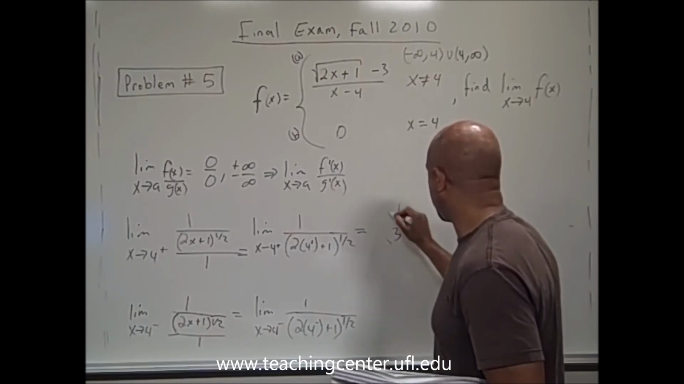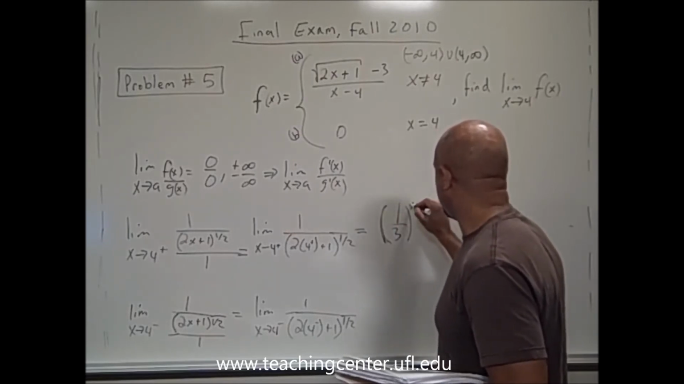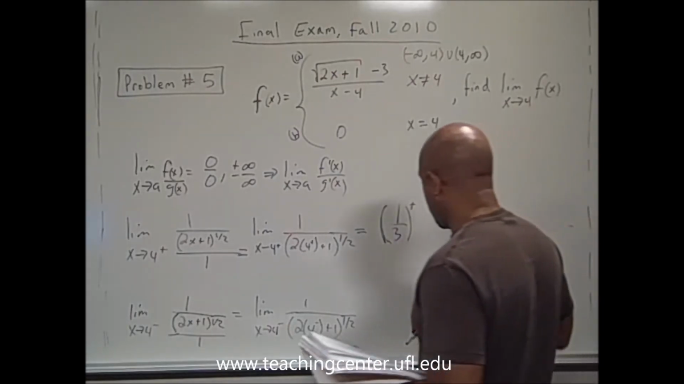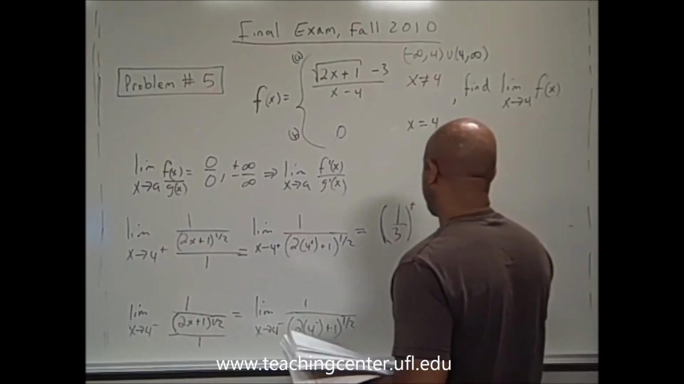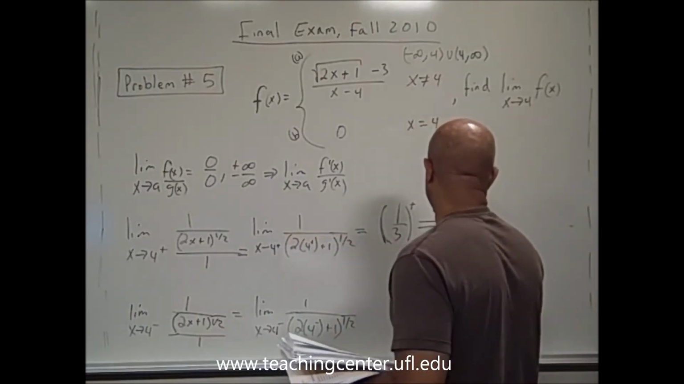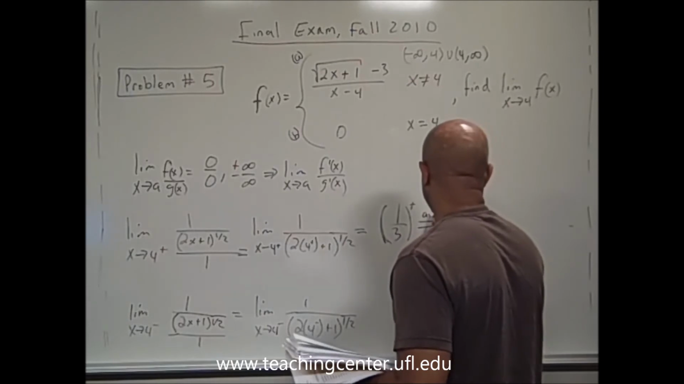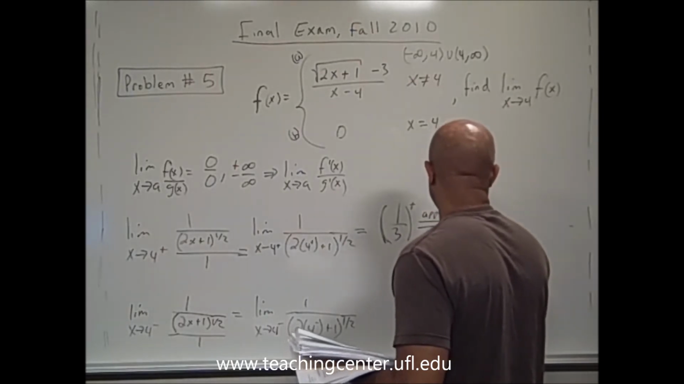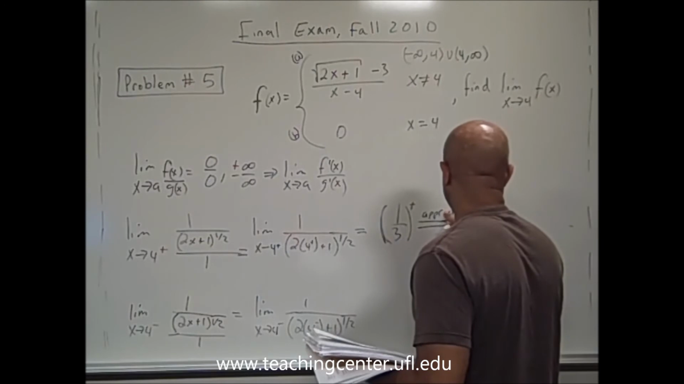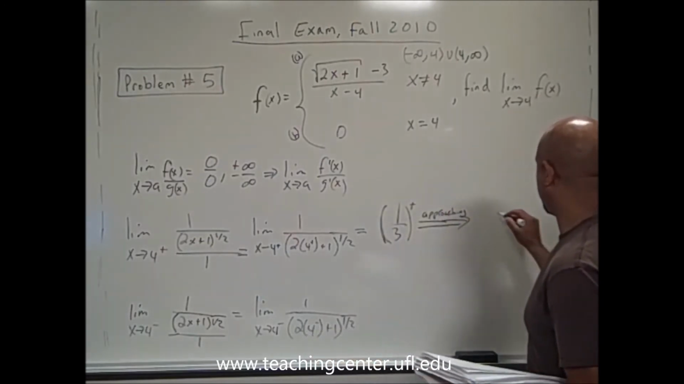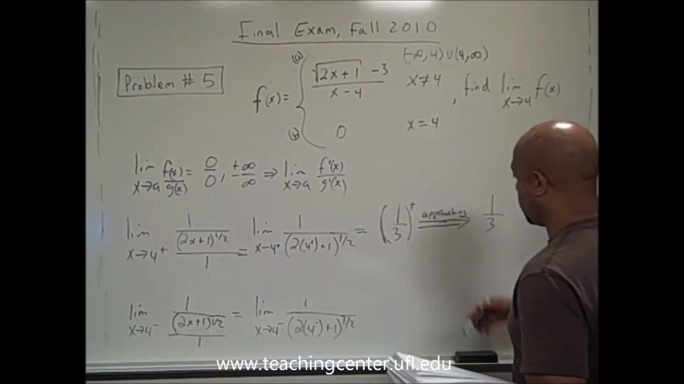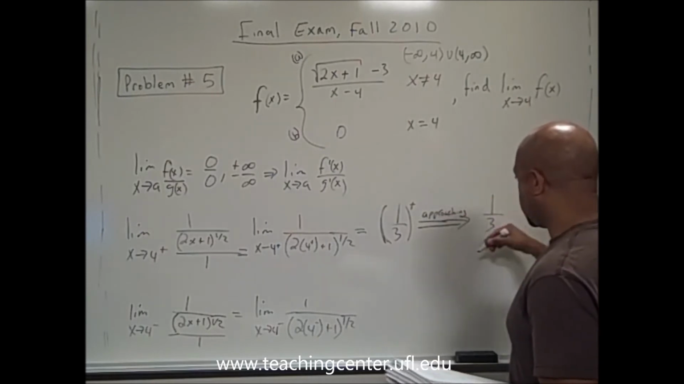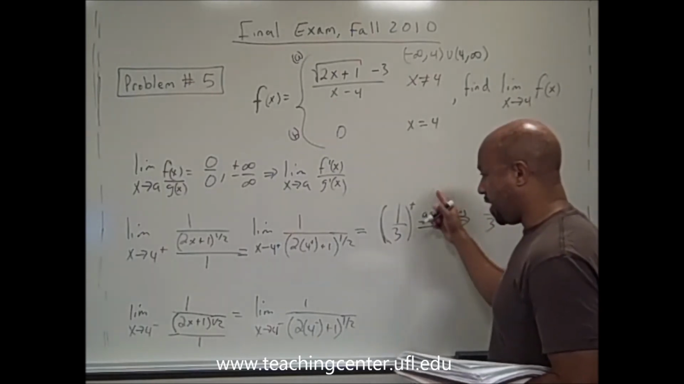We know it's positive, and it's going to be some number slightly greater than 3, so some number slightly greater than 1/3. But essentially, it's approaching 1/3, because this number is really, really close to 1/3. So the function is essentially approaching 1/3 from the right.